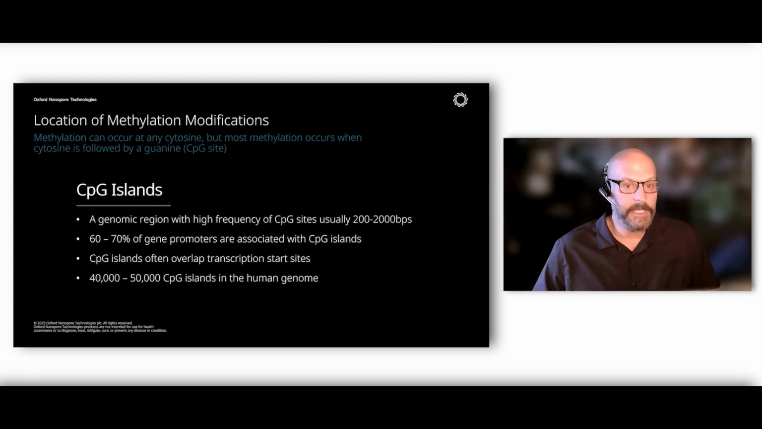You'll hear about CpG sites. CpG sites are cytosines followed by a guanine. The P is for the phosphate between those two, and methylation most commonly occurs at these CpG sites. It's a genomic region that's usually 200 to 2,000 base pairs. 60 to 70% of gene promoters are associated with CpG islands, and CpG islands often overlap transcription start sites. So it's really critical for gene expression and regulating gene expression. And there's 40 to 50,000 CpG islands in the human genome.